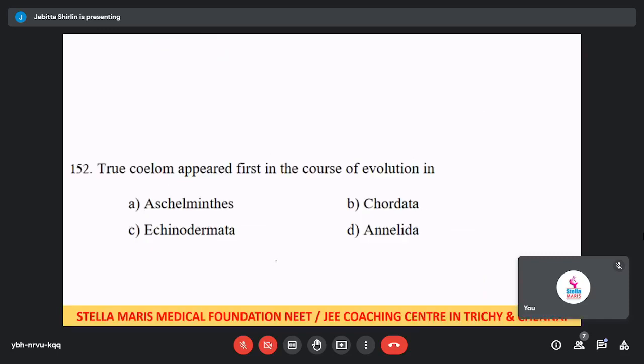Of course, chordates have a coelom, and the first true coelom seems to have evolved in phylum Annelida. Annelid worms are the true worms. Other worms are not true worms because they don't have a true coelom. Platyhelminthes have no coelom, so they are acoelomate. Annelids have a true coelom, so they are coelomate. And nematodes don't have a true coelom, so they are pseudocoelomates.